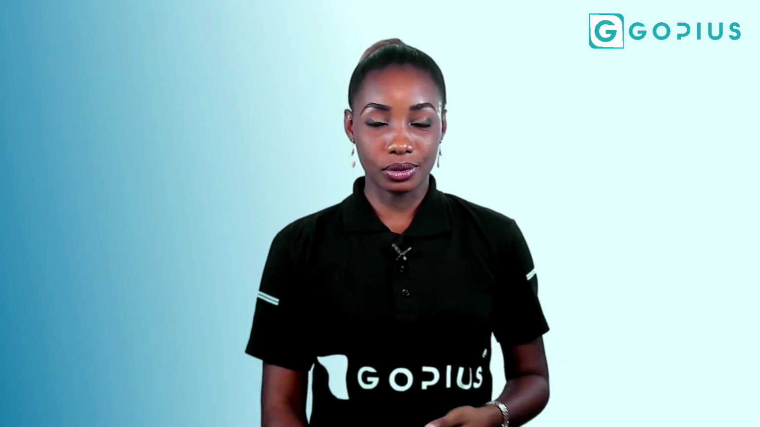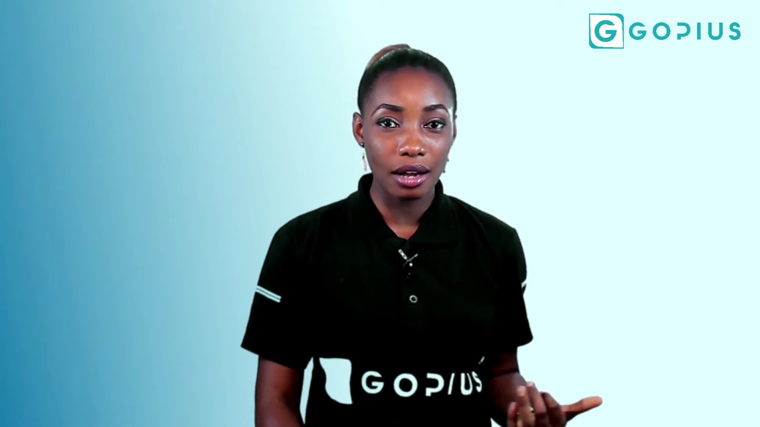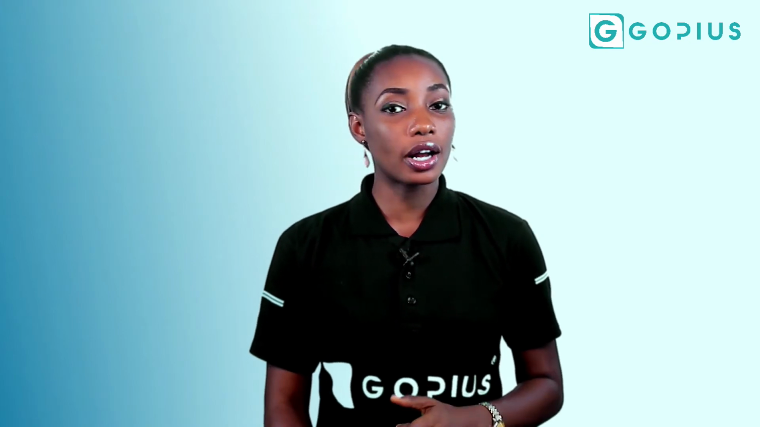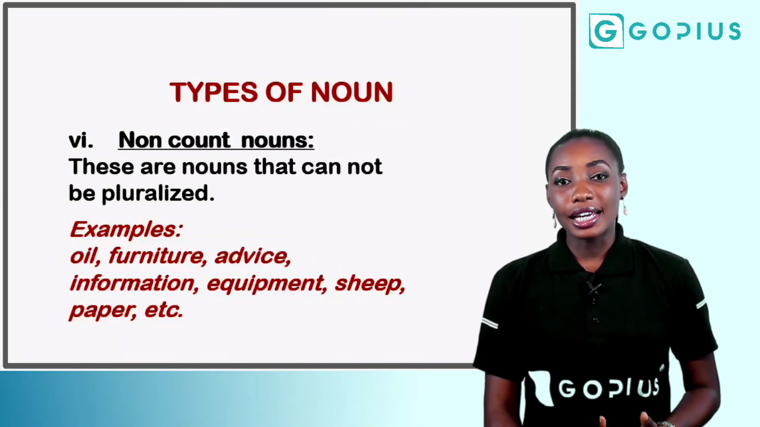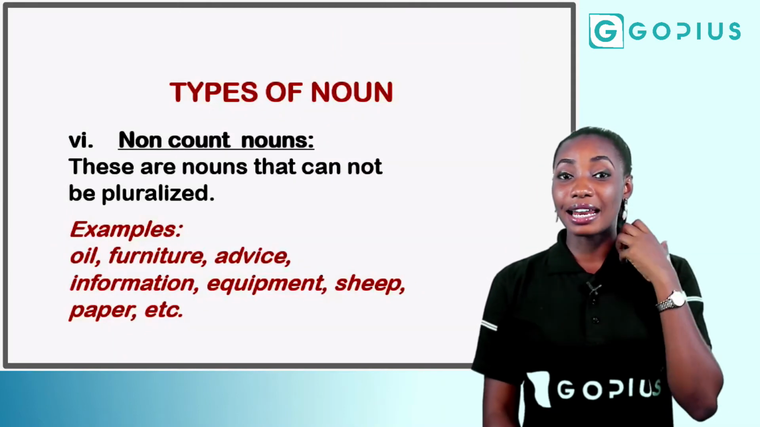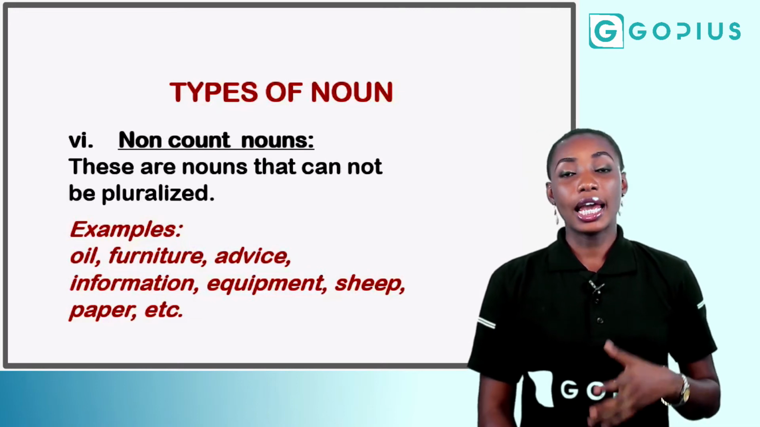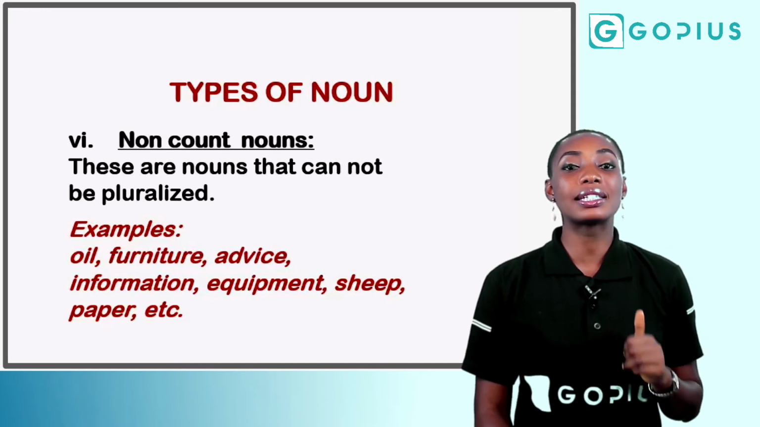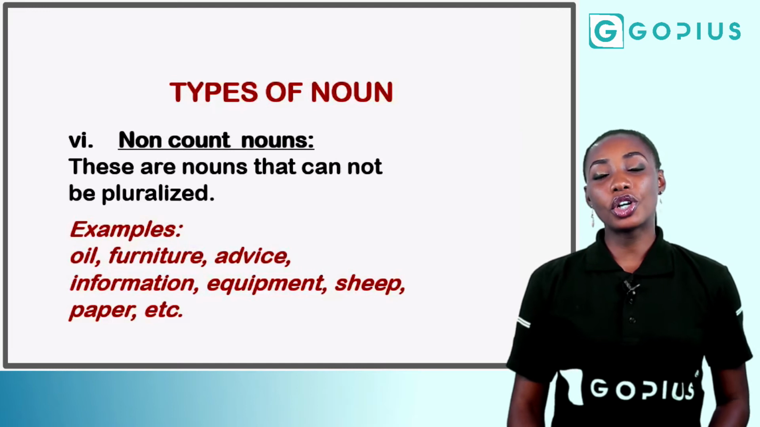The non-count nouns are nouns that cannot be pluralized, unlike the count nouns that you can add s to for plural forms. This is oil. Oil cannot be pluralized. Furniture is furniture. You cannot say furnitures. We have advice. Advice is advice. You cannot say advices. Information cannot be informations. The plural form of equipment is equipment. Okay? So, we're done with nouns.